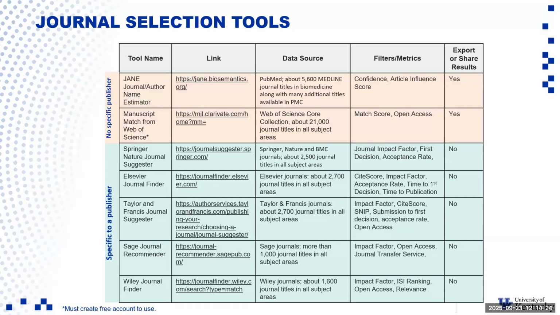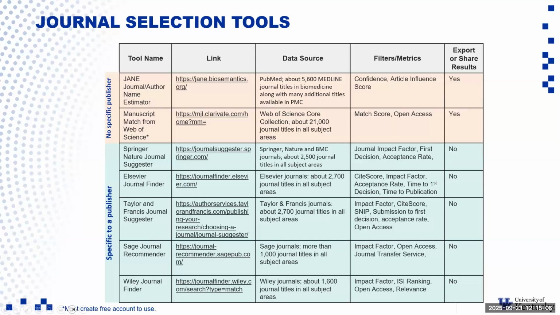On this slide, you can see that there are different tools available, and a lot of them are vendor tools, like Elsevier Journal Finder. Most of your major publishers have journal recommenders or journal finders: Springer Nature, Elsevier, Taylor and Francis, Sage, and Wiley. Independent from a specific publisher would be Jane, which we like to recommend. We use it a lot in the health sciences. And then there's Manuscript Match from Web of Science.